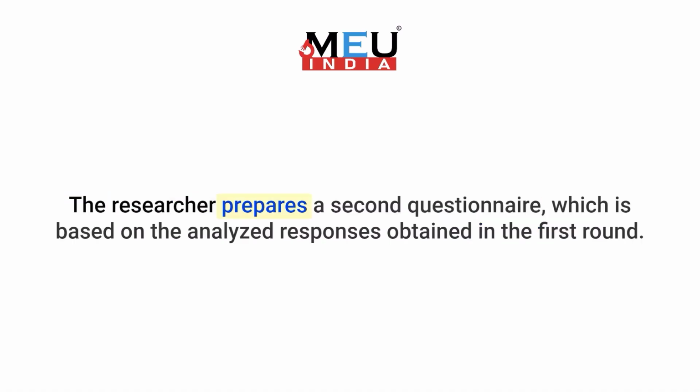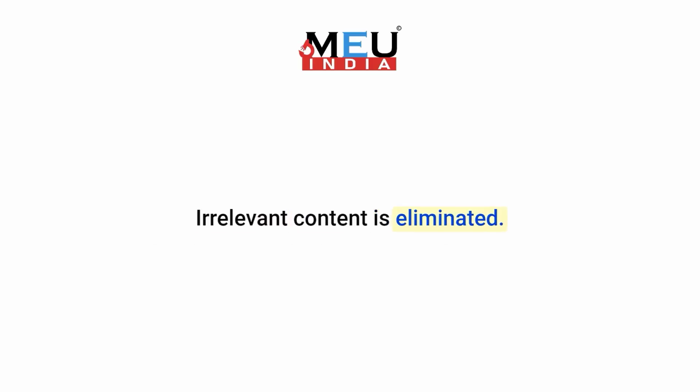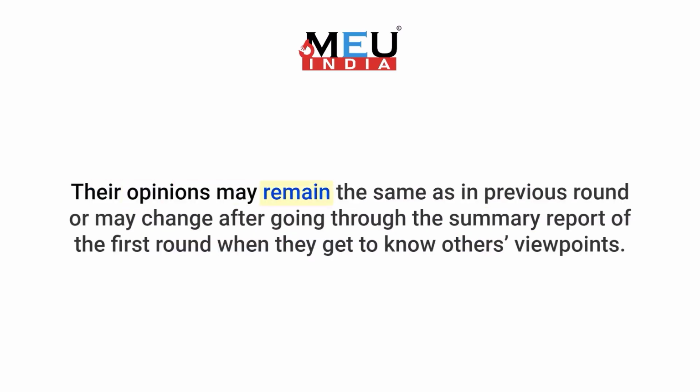The researcher prepares a second questionnaire, which is based on the analyzed responses obtained in the first round. Changes are made in questions by identifying any similarities between answers. Irrelevant content is eliminated. Round 2 of Delphi provides an opportunity to the group members to comment further. Their opinions may remain the same as in the previous round or may change after going through the summary report of the first round, when they get to know others' viewpoints.